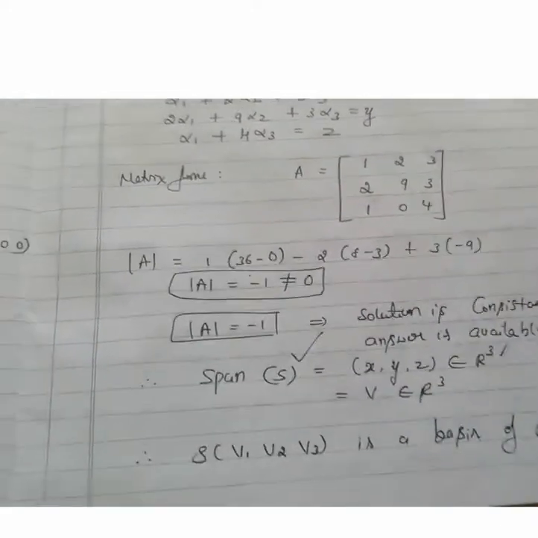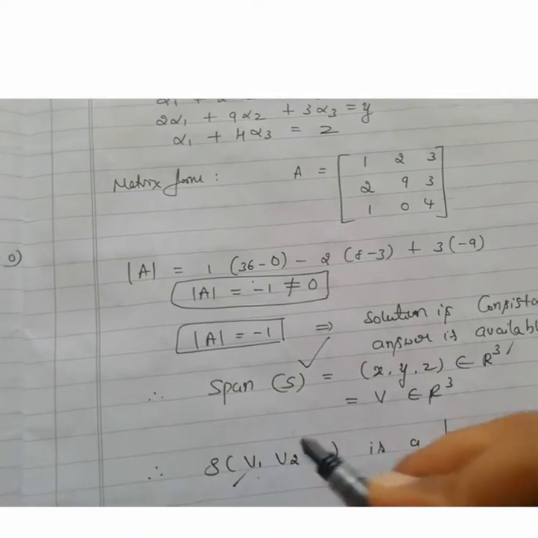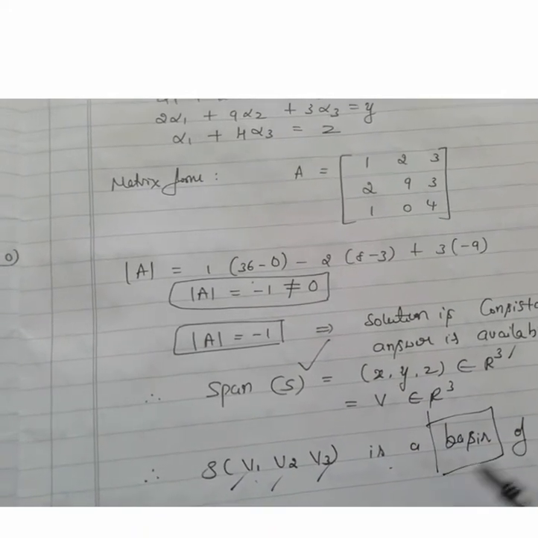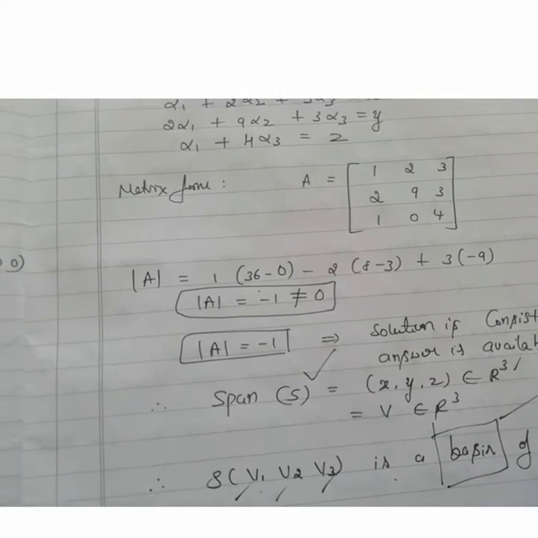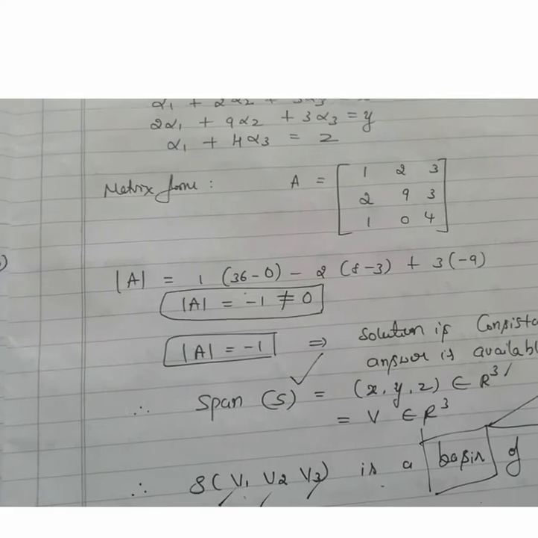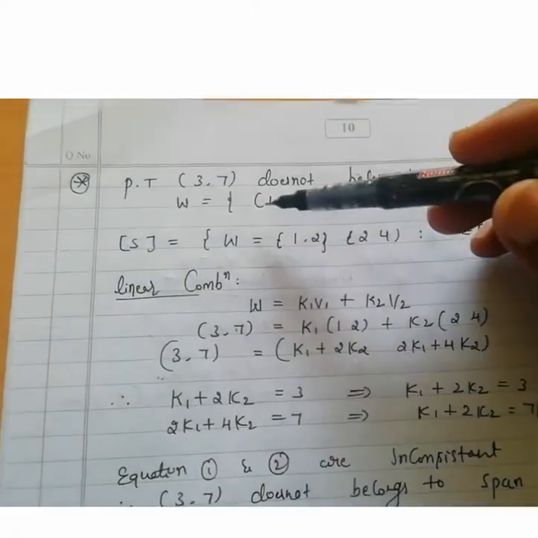Sorry, it is V. So V belongs to R3. So overall, the given set V1, V2, V3, what are we going to call it? It is going to form the basis. Forming a basis is nothing but it must satisfy linear independence, and it must satisfy spanning the vectors.